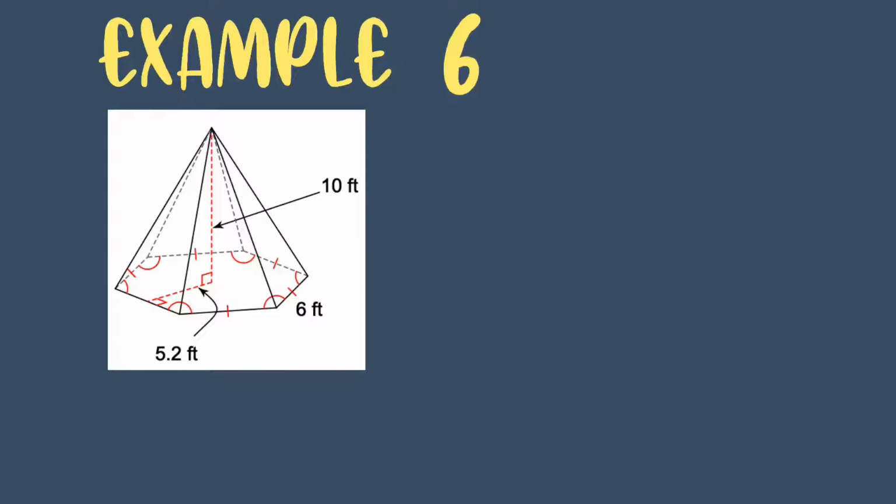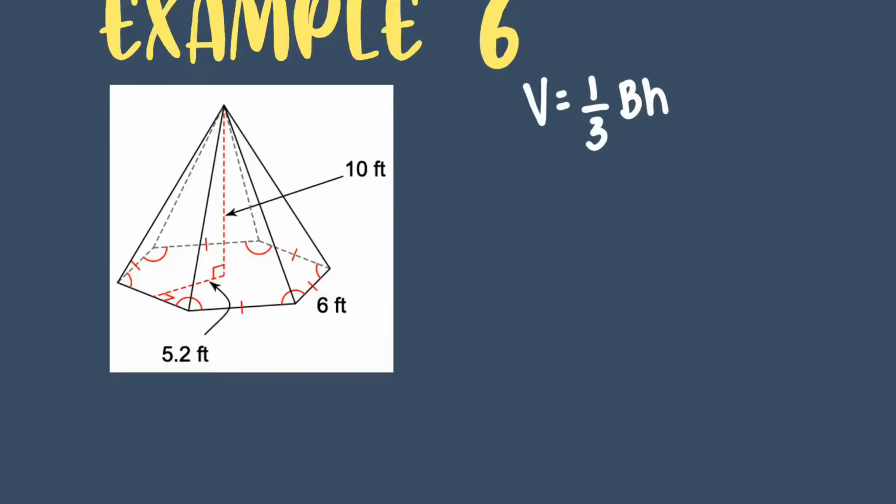Example 6 is just like example 5, so I'm going to go quickly through this one. If you don't understand what I'm doing, make sure you refer back to the previous example or send me a question. So still my volume is 1/3 area of the base times the height of the pyramid. When I look at my base, I see that it has 6 sides. So I know this is a hexagonal pyramid and all of the sides are marked by that tick mark, so I know they're all the same length. So it is a regular hexagonal pyramid.